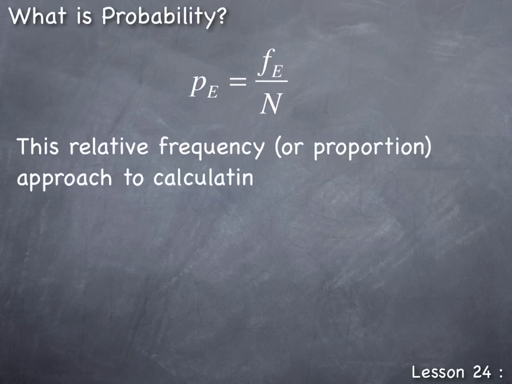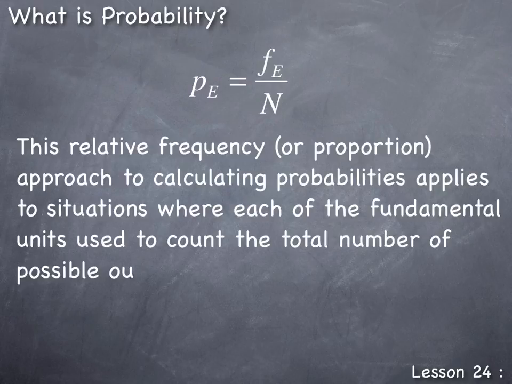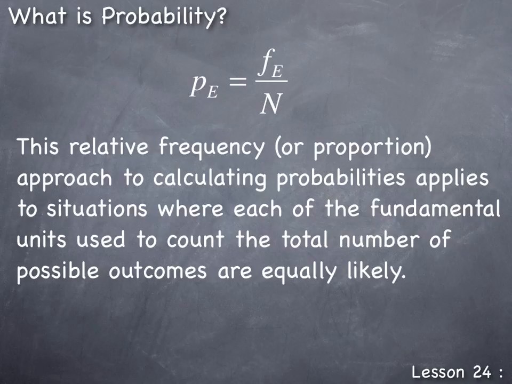This relative frequency or proportion approach to calculating probabilities applies to situations where each of the fundamental units used to count the total number of possible outcomes are equally likely. If they're not equally likely, this approach to calculating probabilities doesn't work.